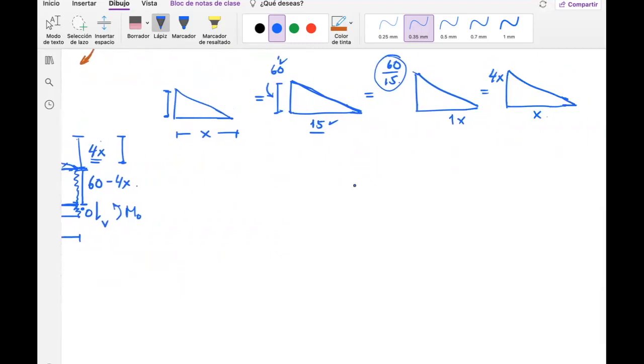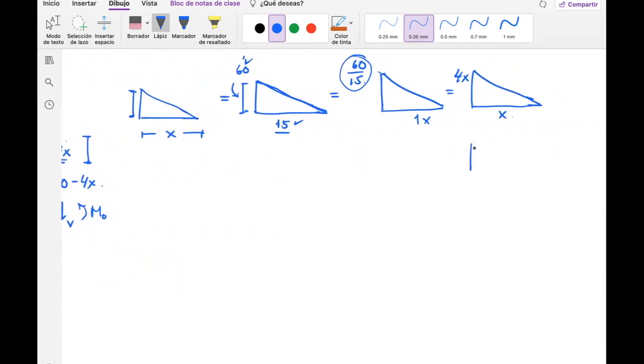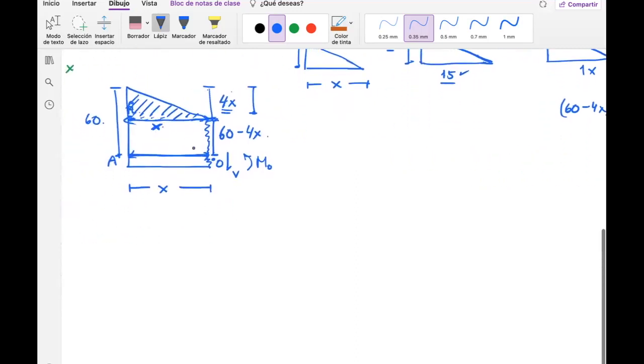So now I have 3 figures. I have this triangle, and below that I have this rectangle. This one is x over here, and the height is 60 minus 4x. This is important in order to know how much force or bending moment I will have, okay? So that's important to remember. Now, let's just go to solve this problem. Let's just go with x.